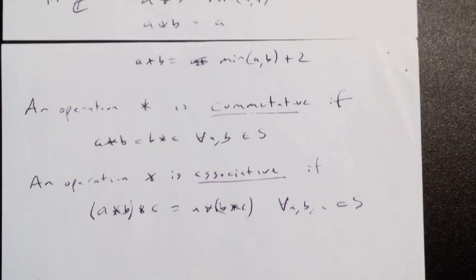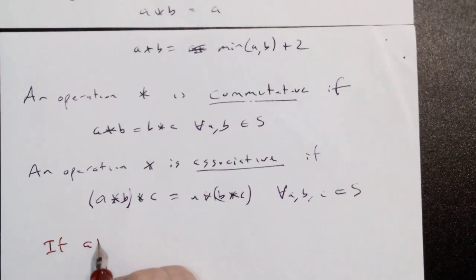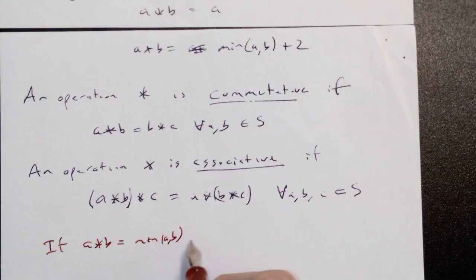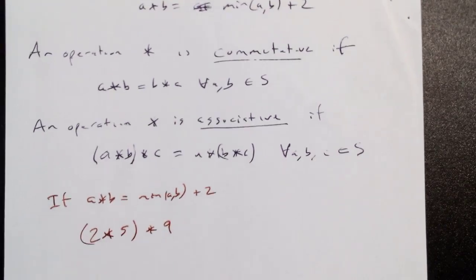Let's check. If A star B equals min of A and B plus 2, we're going to do 2 star 5 star 9, and we're going to do 2 star 5 star 9.